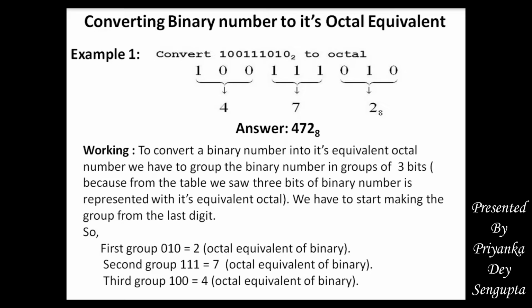Now from the table given on the previous page, we can see that the binary number 010 is equivalent to 2 in octal. So 010 is 2. Binary 111 is equivalent to 7 in octal, and 100 binary is equivalent to 4 in octal. So the octal equivalent of the number given is 472. When we write the answer, we start from the first digit, that is 472. But when we are forming the groups, we have to form them from the last digit.